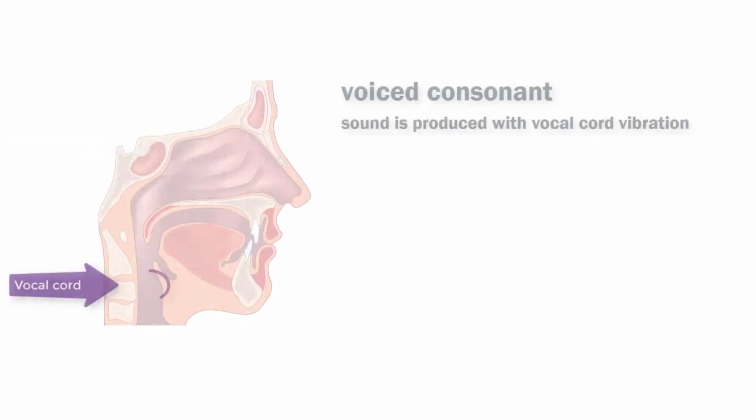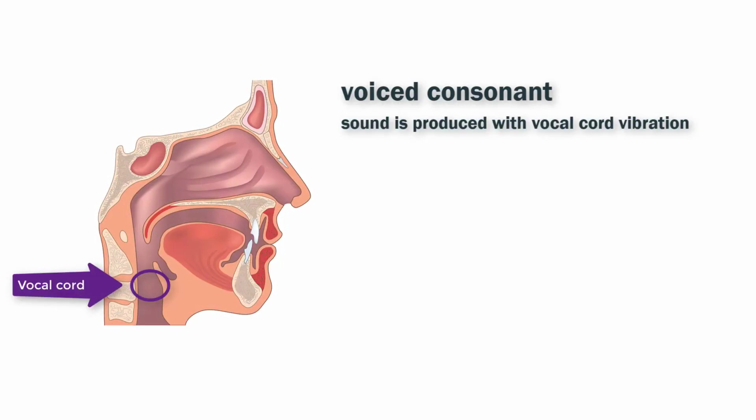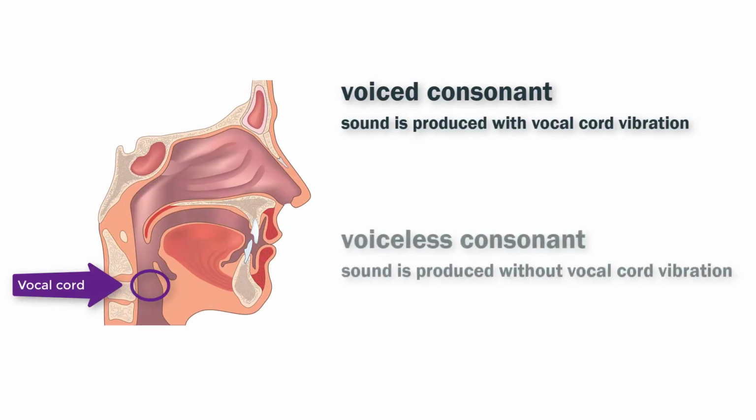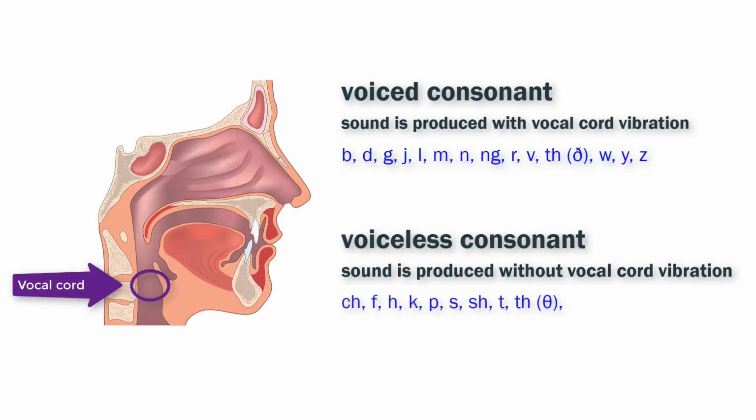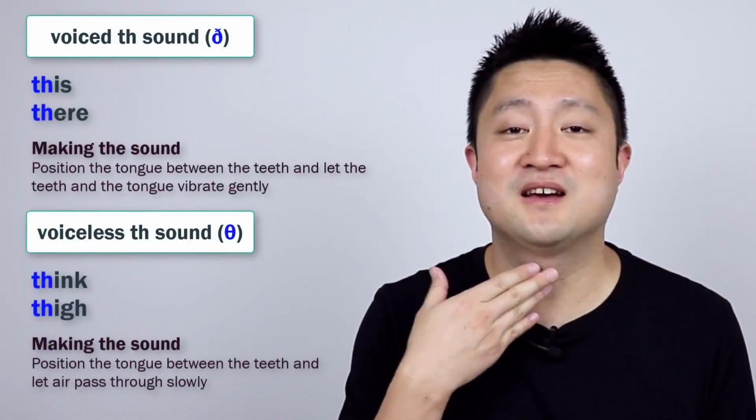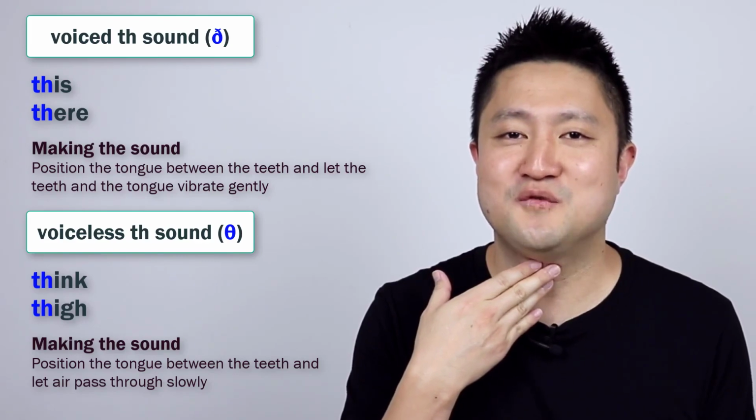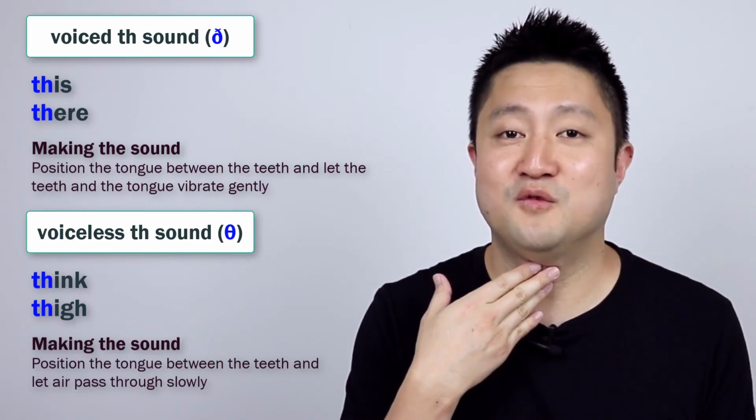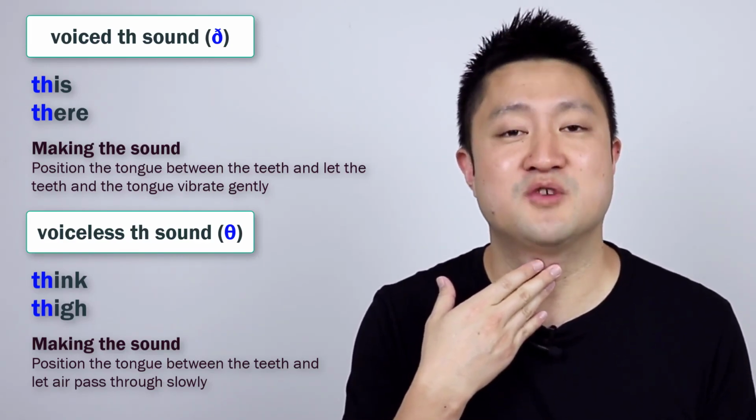Now, when a consonant sound is voiced, it means that the sound is produced by vibrating the vocal cords. And this also means that a voiceless consonant sound is produced without vibrating vocal cords. So in English, these are the voiced consonants and these are the voiceless consonants. Quite often, to find out whether a consonant is voiced or voiceless, if you put your hand on your throat and make a voiced consonant sound, you should feel some vibration. Whereas for voiceless consonants, there is no vibration.